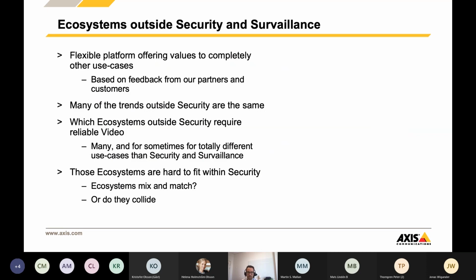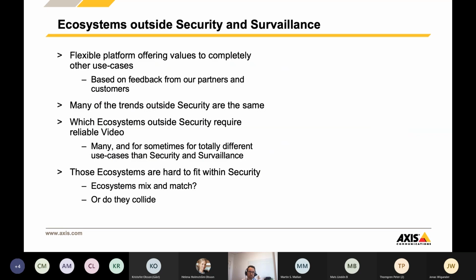And if we look at the trends that we just saw, there are many of those that interact with other ecosystems like AI and cybersecurity, basically most of the ones that we just saw. And there are many ecosystems outside security and surveillance that require a reliable video that they can trust, that is handled in a cybersecure manner, and where AI and edge computing is of high relevance.